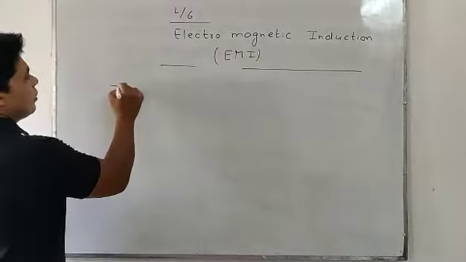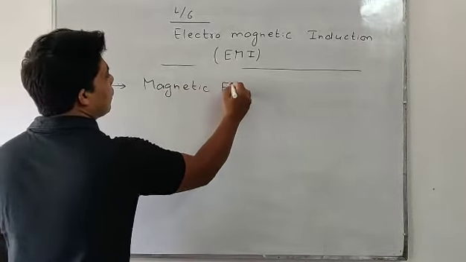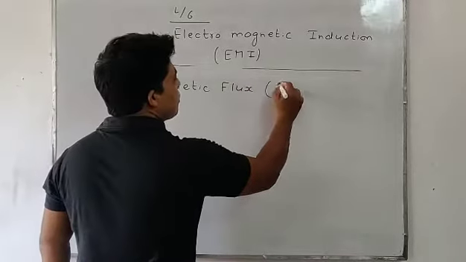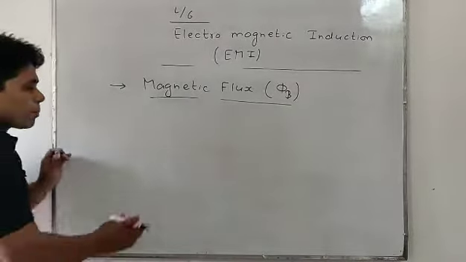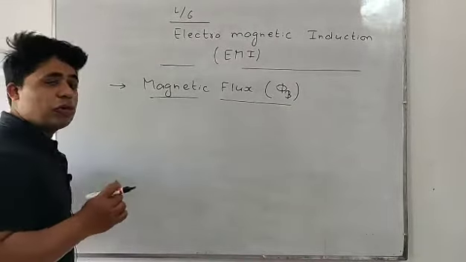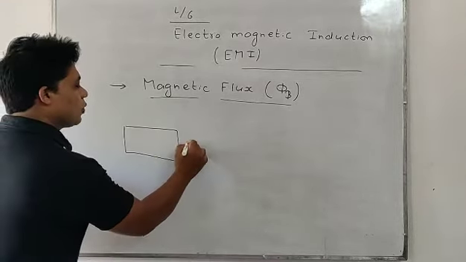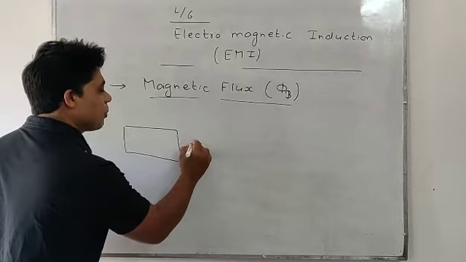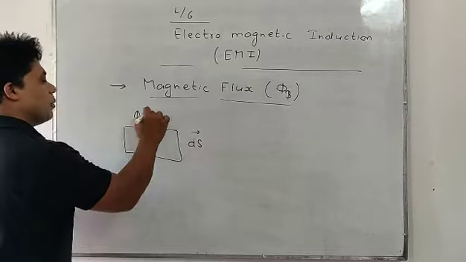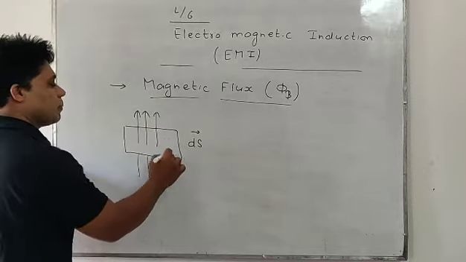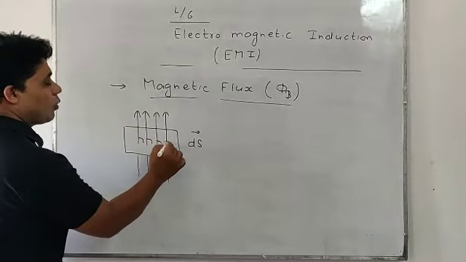So let's start with magnetic flux. It is represented by phi B. What is magnetic flux? We have two definitions. First, we'll discuss the theoretical definition. Suppose there is a particular surface, a partial surface dS, a particular area, and these are the magnetic field lines passing perpendicular to the surface.